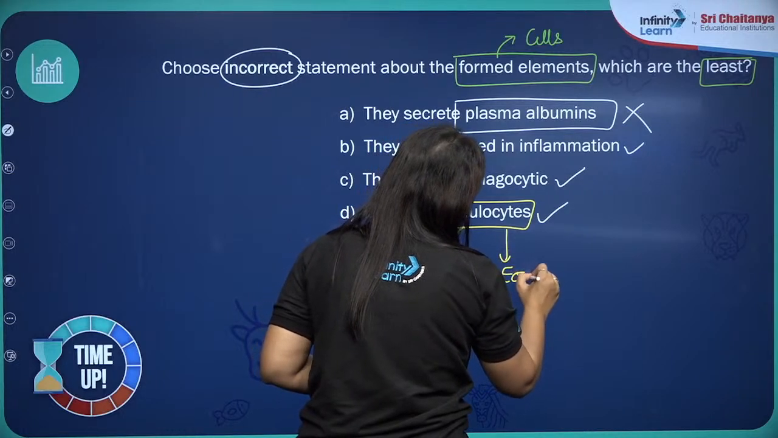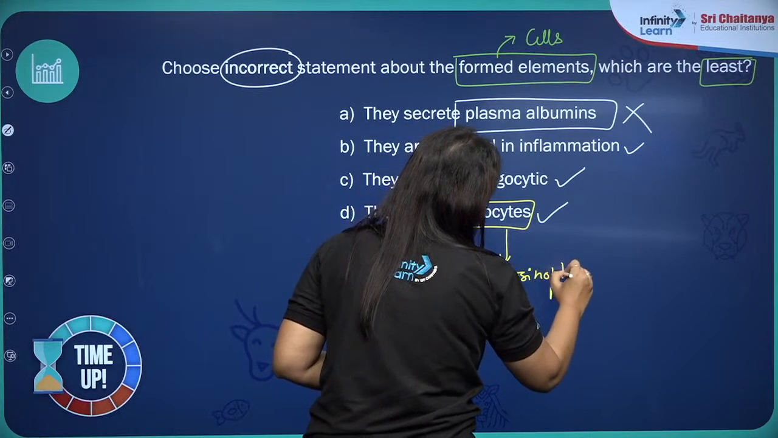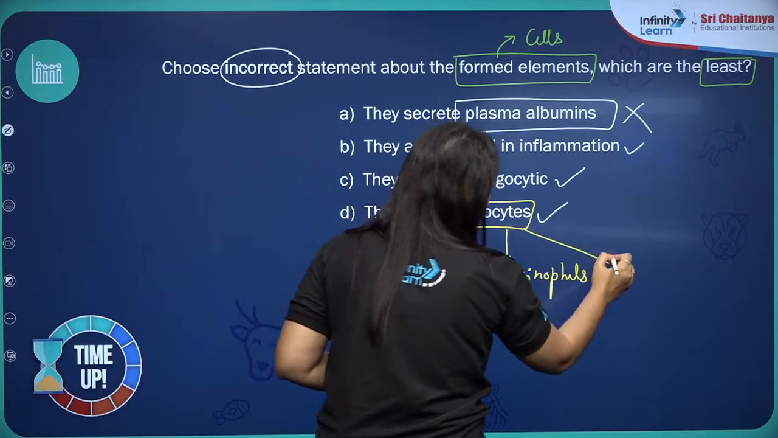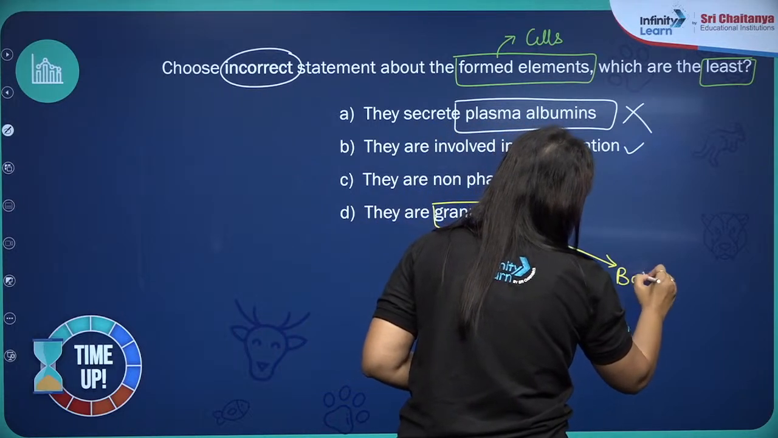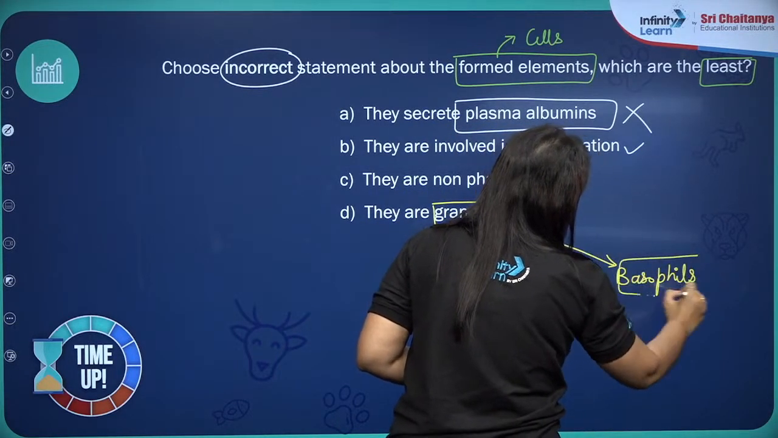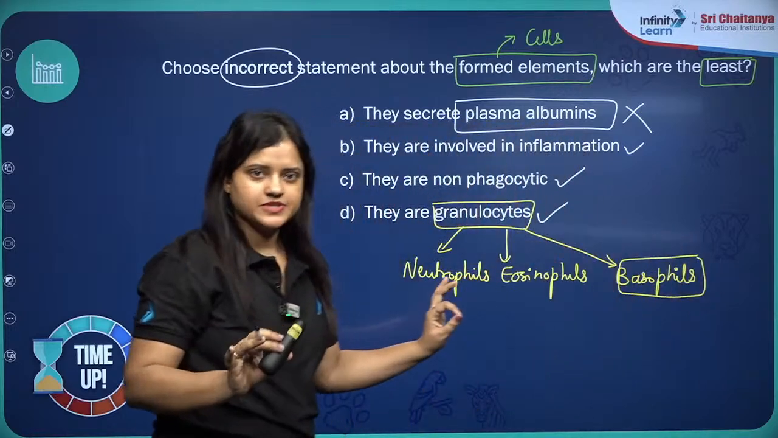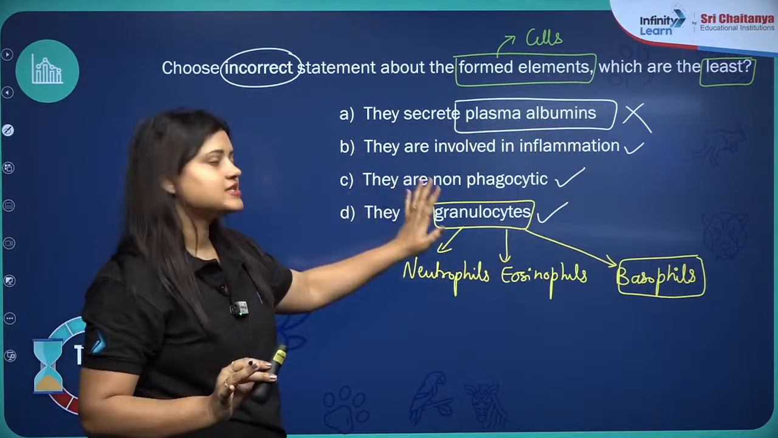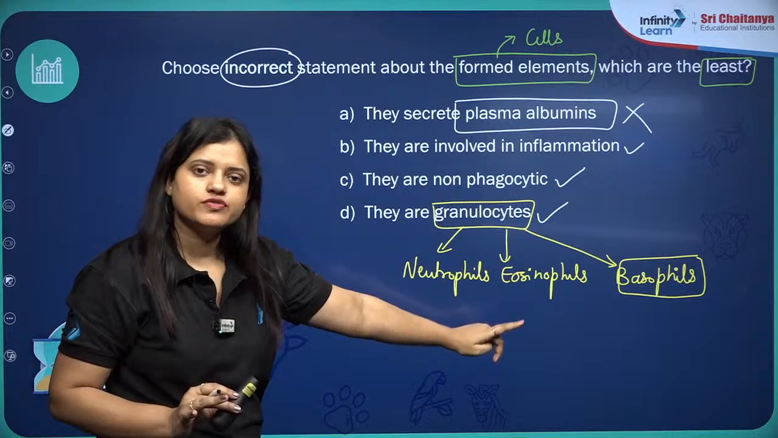eosinophils, and basophils, right? And basophils are the least. अगर आपसे पूछा जाए कौन सा सबसे least amount में होता है, then basophils will be least.